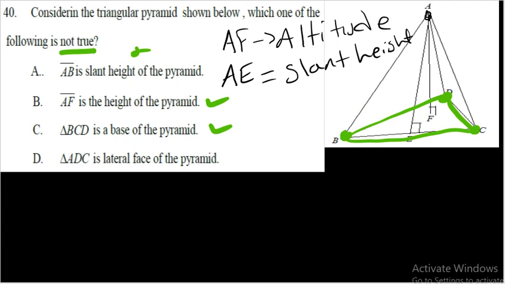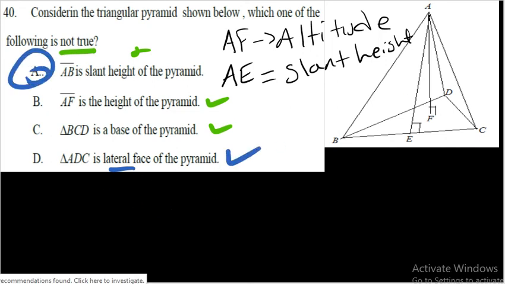And triangle ADC. Where is ADC? Let's try to see ADC. A, then D, C. That means the other face. You can say the left side face. It's a lateral face. Yes, there are 3 faces: front face, left and right, because the base has 3 sides. The lateral faces are 3. Front face is there, and 1 left and 1 right face. So again, it is a lateral face. That's correct. The answer must be A, because it says which one of the following is not true. AB cannot be slant height. AB is just an edge, the lateral face edge.